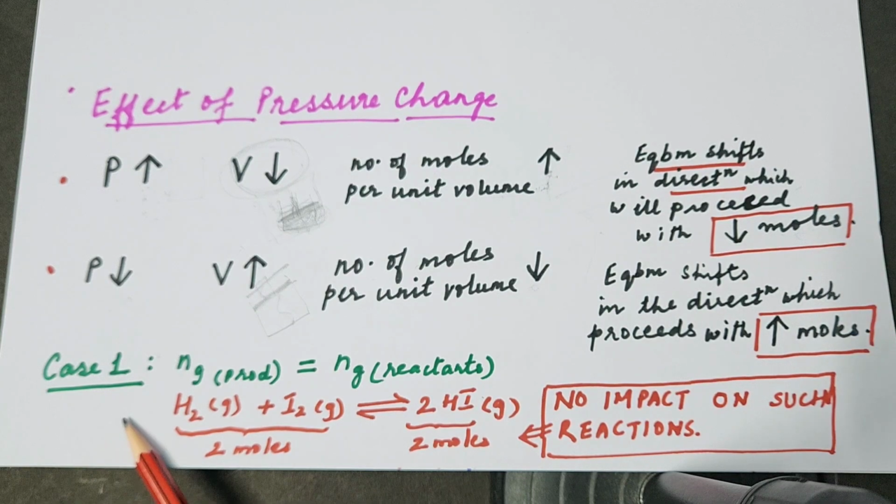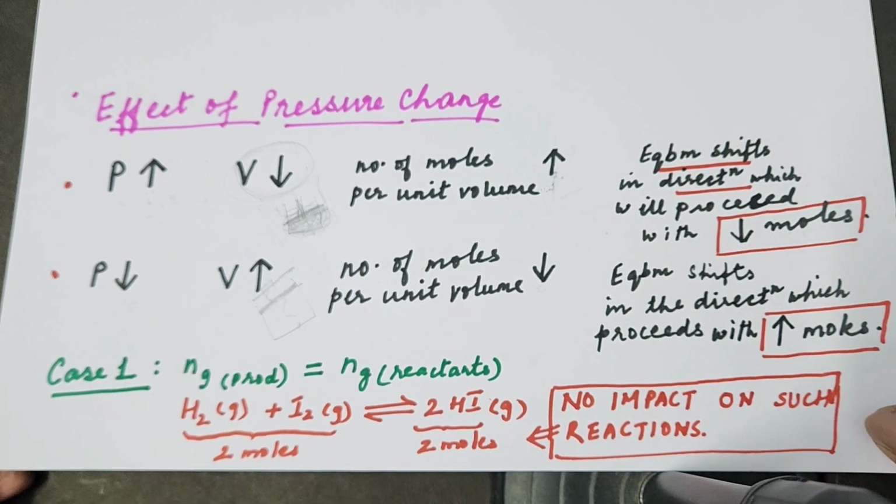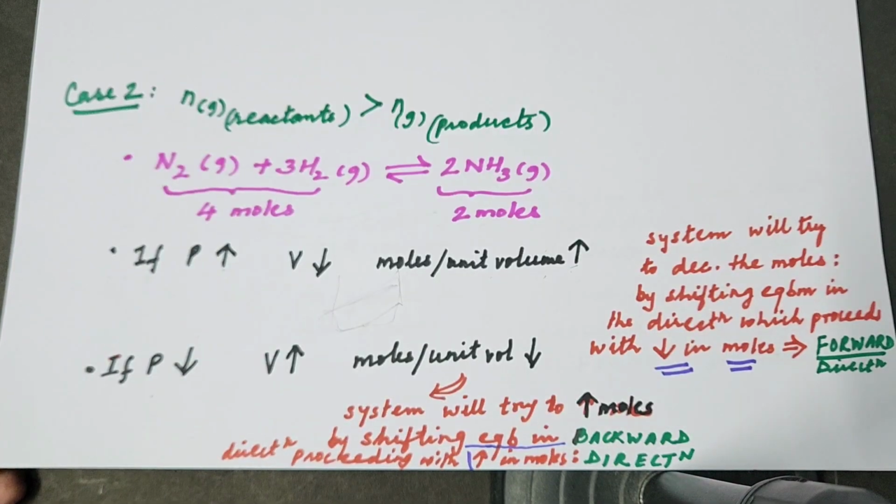So the first type of reaction is where the number of gaseous product moles is equal to the number of moles of gaseous reactants. This is the example, H2 + I2 giving you 2HI. 2 moles on either side. There is no impact of changing pressure on such a reaction system at equilibrium, because as long as the number of moles in both directions is the same, the equilibrium is not disturbed.